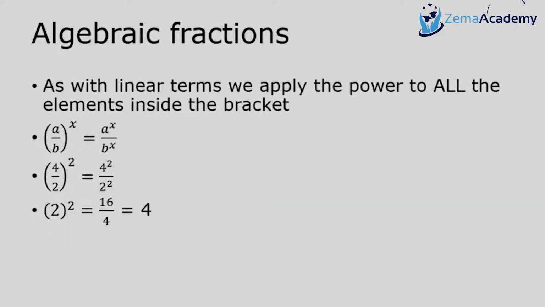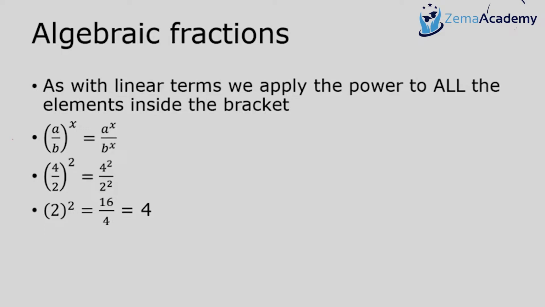There is something else I wanted to remind you of for the fractions that I haven't gone over yet, and that's this. As with the linear terms, when we've looked at applying a power to things inside brackets, we said that we have to apply a power to all of the elements inside the bracket. So if we had ab inside brackets squared on the outside of the brackets, that's the same as a squared, b squared. We have to square everything inside the bracket to get rid of the brackets. The same is true for fractions.